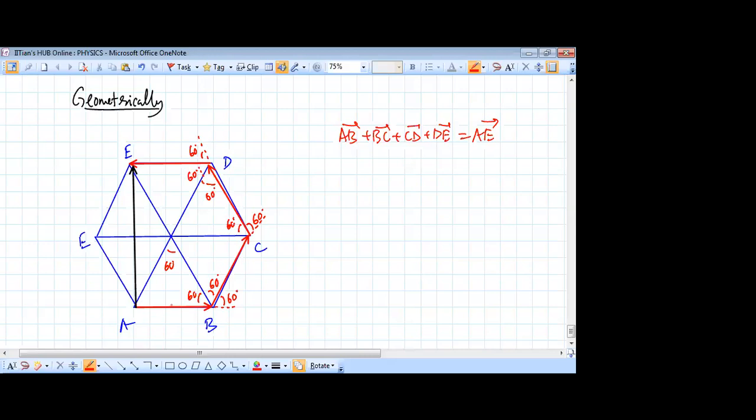So first of all, immediately in the figure you can see that if you look at the vector EB, it's along the positive x-axis. If you look at the vector DE, it's along the negative x-axis. So that means these two angles have to be 90. How do I know? Because see, these angles are all 60.